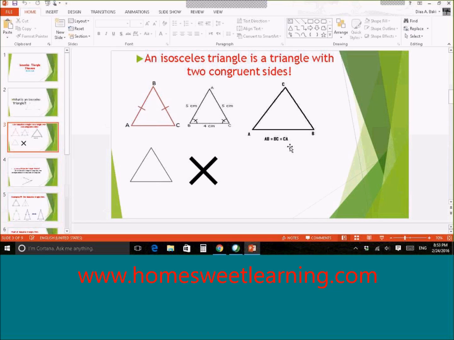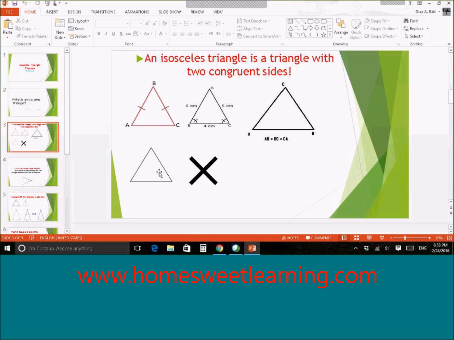So is it isosceles? Yes, it is isosceles because it has two equal sides. But it has more. The three sides also are equal. This is another case in which we call the triangle not only isosceles but also equilateral triangle. But this is beyond our lesson. But you should know that even if the three sides are congruent, it's still an isosceles triangle because it has the condition that two of them are congruent, two are equal.